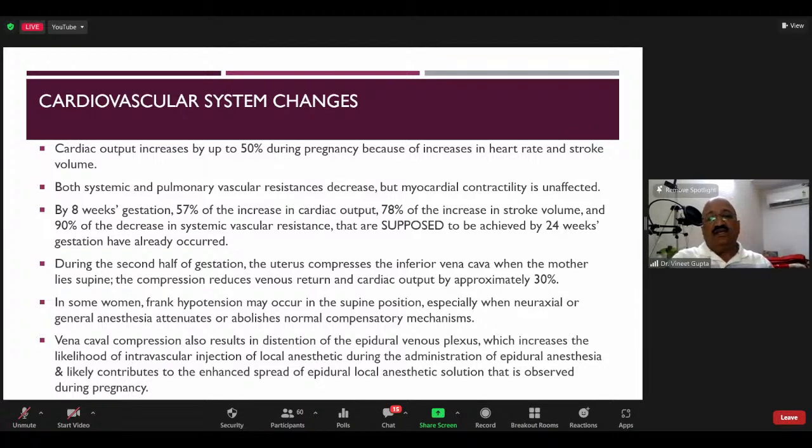During the second half of the gestation, the uterus compresses the inferior vena cava and venous return decreases by 30%. In some women, frank hypotension may occur in supine position. Vena cava compression, as we know, will cause distension of the epidural venous plexus. It increases the likelihood of intravascular injection of local anesthetic during epidural anesthesia. We have to be very careful and gentle in our regional anesthesia techniques in these kinds of patients.